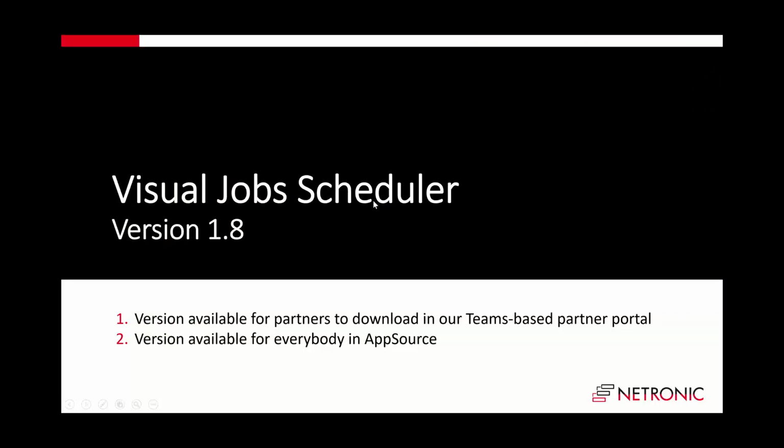And now let's look at where we are with the VJS, the Visual Job Scheduler. Again, also version 1.8, with the same information regarding availability. If you're a partner, you can download it from our Teams-based partner portal, so that you can update your demo environment or your clients. And if you are running Business Central, the new version 1.8 is already available for everybody in Microsoft AppSource. So feel free to download it and play with it, or preferably buy it, or subscribe to it, to be precise.